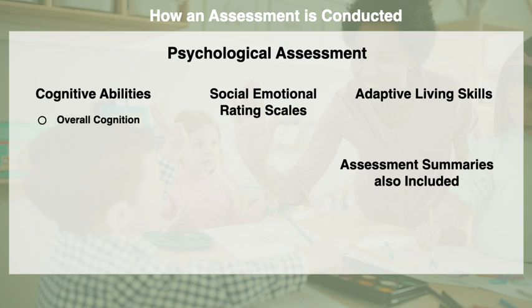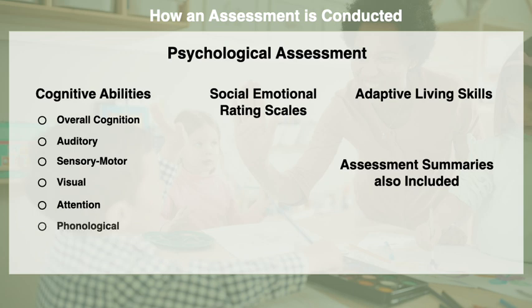So the first is cognitive ability. Looking at the psychological assessment specifically, there are four different buckets that typically are evaluated for your child. So the first being cognitive abilities, and that really just looks at overall cognition. So this includes auditory, sensory motor, visual, attention, phonological, and then not listed here is association, expression, and conceptualization. So really determining if your child has processing disorders and whether or not those may be impacting their academic performance.